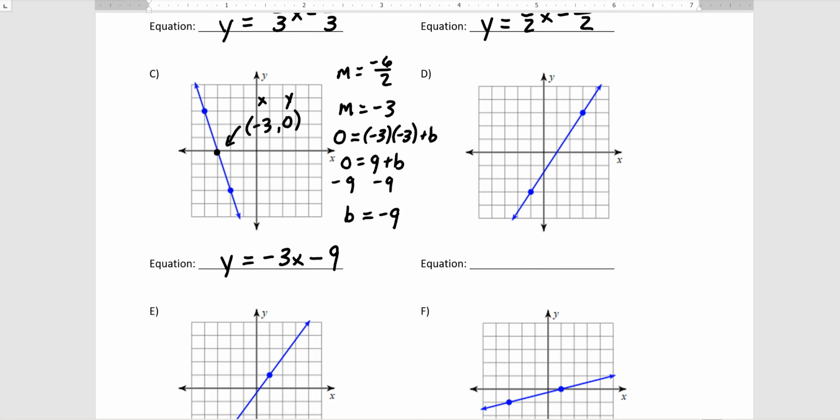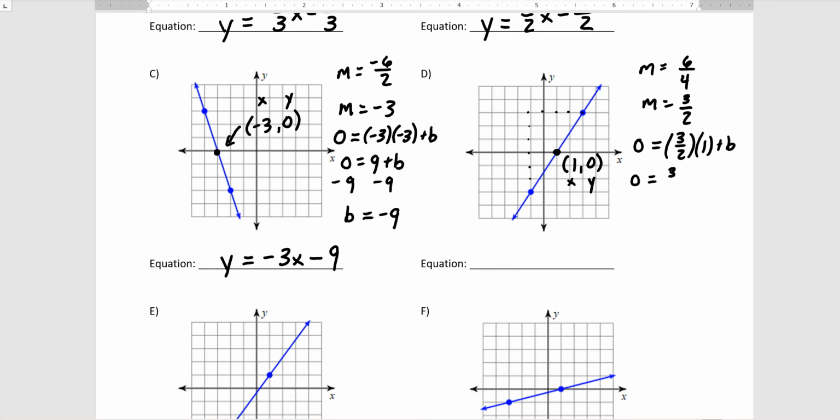All right, looking at letter D. Let's see if we can find the slope. 1, 2, 3, 4, 5, 6 up. 1, 2, 3, 4 over. So m would be 6 over 4, which reduces to 3/2. Let's see if that checks out. If I go up 1, 2, 3 over 2, sure enough, that puts me there. And that gives me a nice point to work with, 1, 0. All right, so let's use that as my x and y. So I would say 0 equals m, 3/2, times x, 1, plus b.